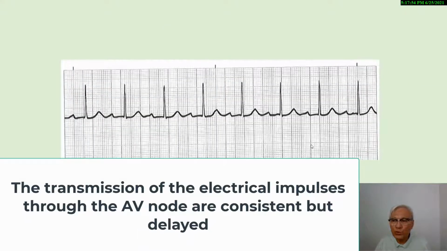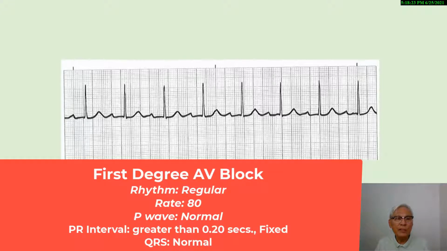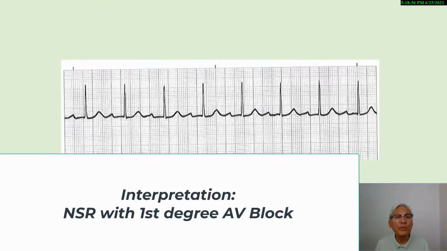So the analysis of this strip is that the P wave was transmitted through the AV node in a delayed fashion, longer than 0.20 seconds. The transmission was consistent, and so this is a hallmark of a first-degree AV block. In summary, our findings are: the rhythm is regular, the rate is 80, P waves are present and normal, the PR interval is prolonged and consistent, the QRS is normal, the rhythm interpretation is a normal sinus rhythm with a first-degree AV block.